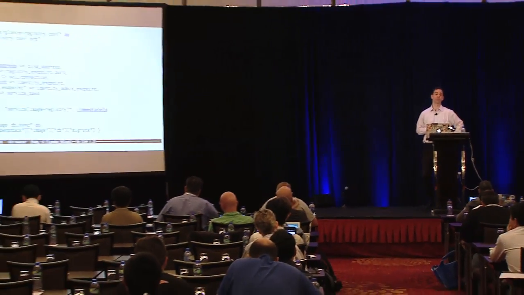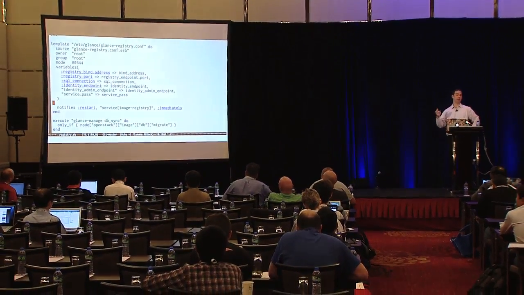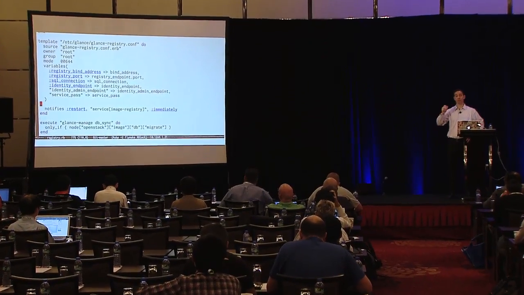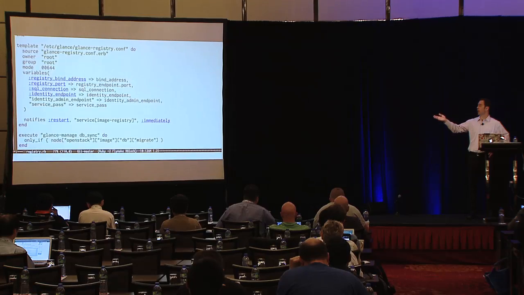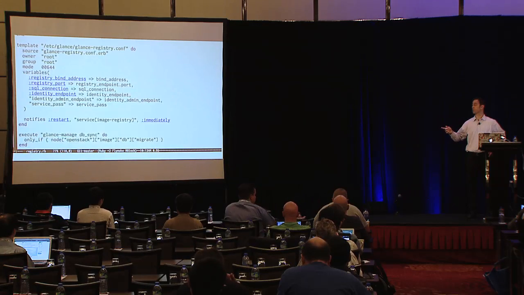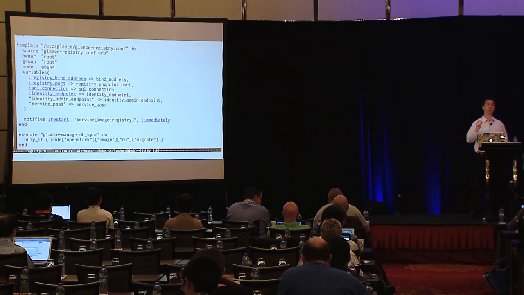And then we notice here at the end of our template, if we make any changes to our Glance registry conf, we're going to restart the image registry service. So maybe a URL changed, maybe your database connections changed. Any little change that happens to that config file, Chef says, oh, it changed? Let me restart the service so it picks up that change.